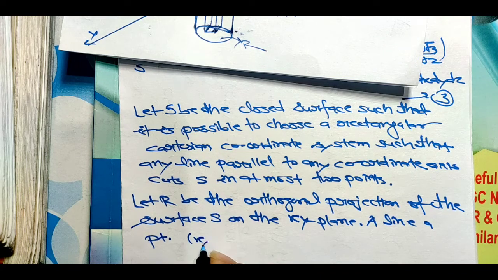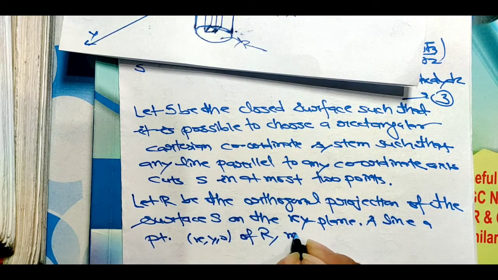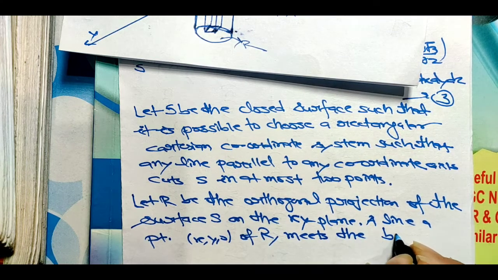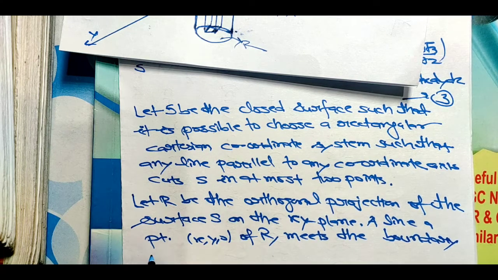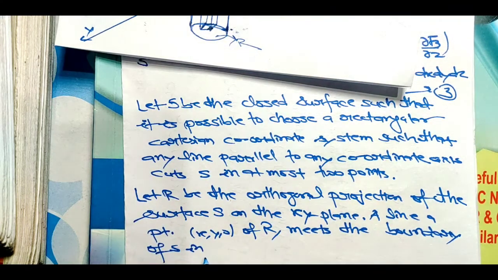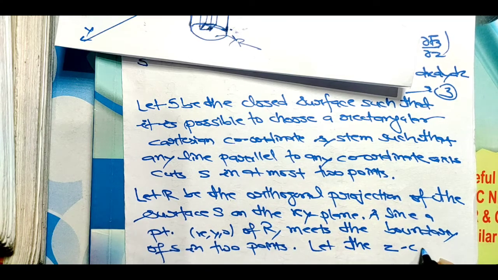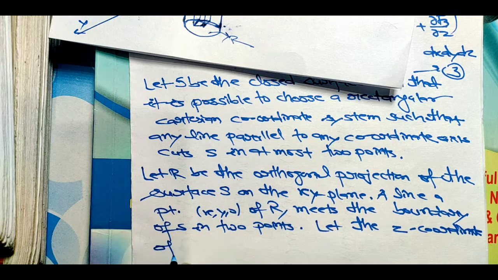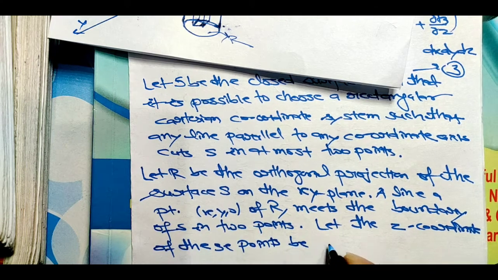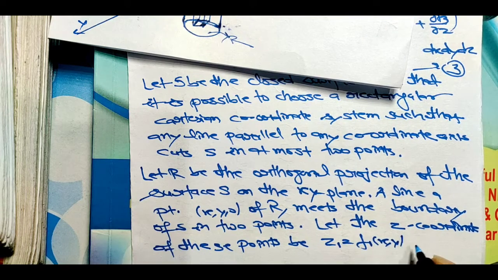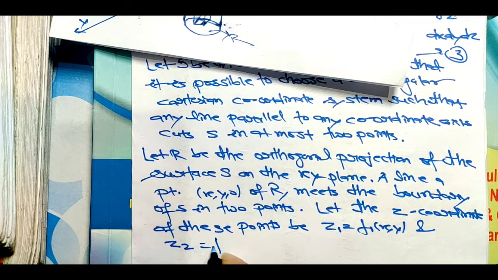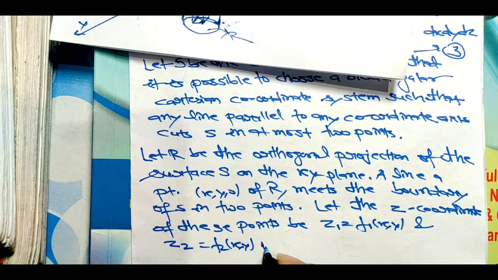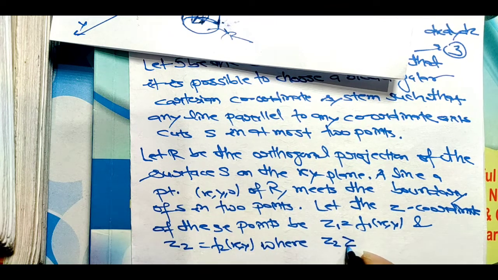A line through a point (x, y, 0) of R meets the boundary of S in 2 points. Let the z coordinates of these points be z1 = f1(x, y) and z2 = f2(x, y), where z2 is greater than or equal to z1.